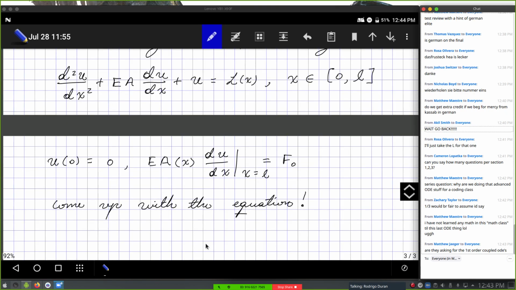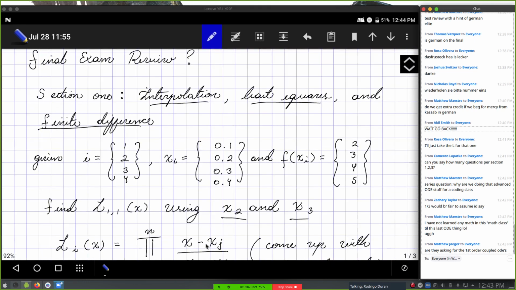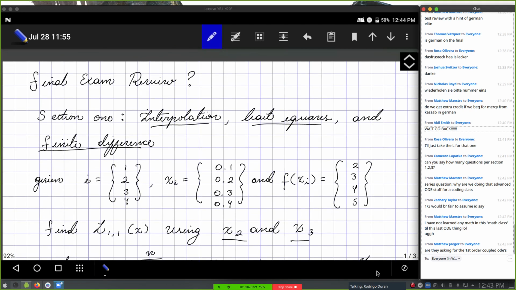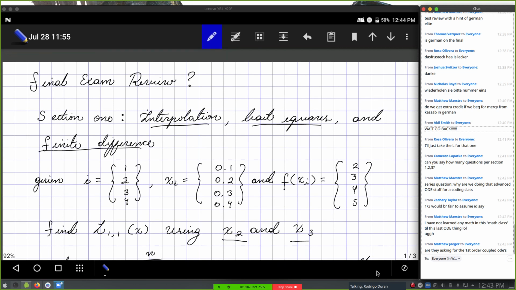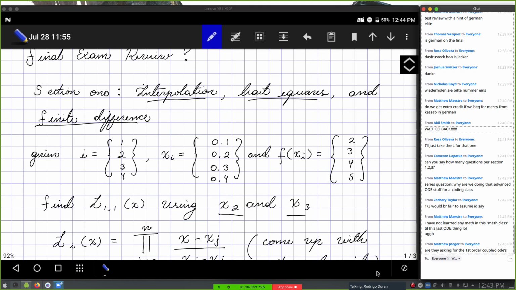So I'm just going to scroll up and down real quick just to recap, and then after that I will stop the recording, and then we can answer some questions so this doesn't go on forever. But yeah, so the final exam review, again: interpolation, least squares, and finite difference will be section 1.